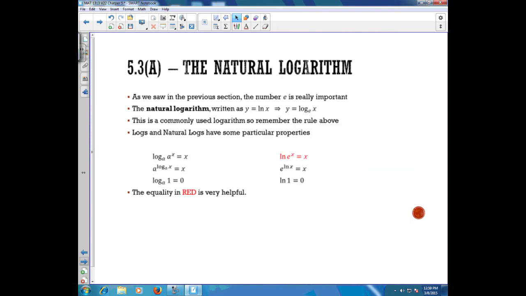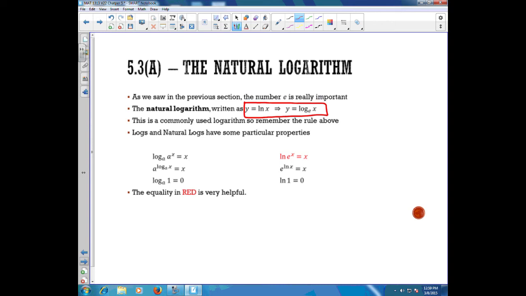Moving along, as we saw in the previous section, that number e is really, really important. So we define a logarithm based on e, and it's called the natural logarithm. And we will write it as ln of x. But remember that it just means the same thing as log base e of x. Those two equations mean the same thing. So we just shorten it by writing ln of x, and that implies that the base is e.